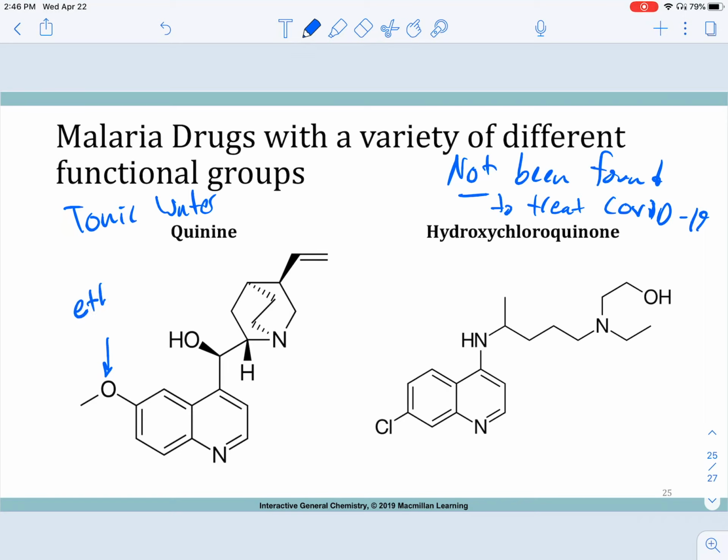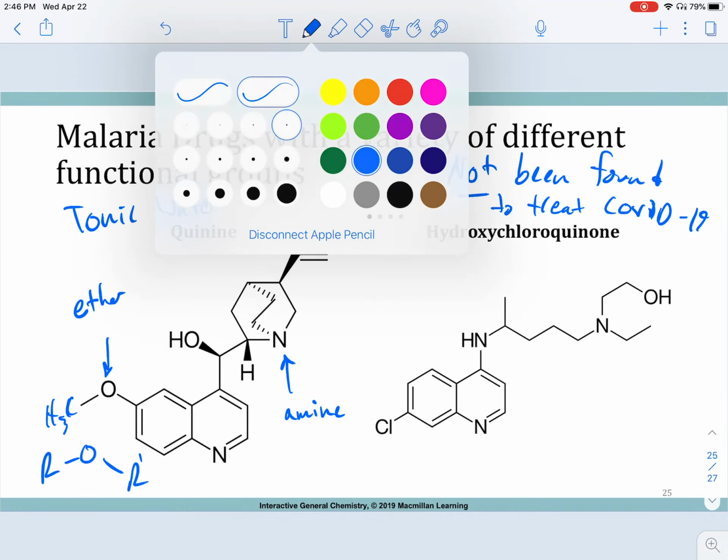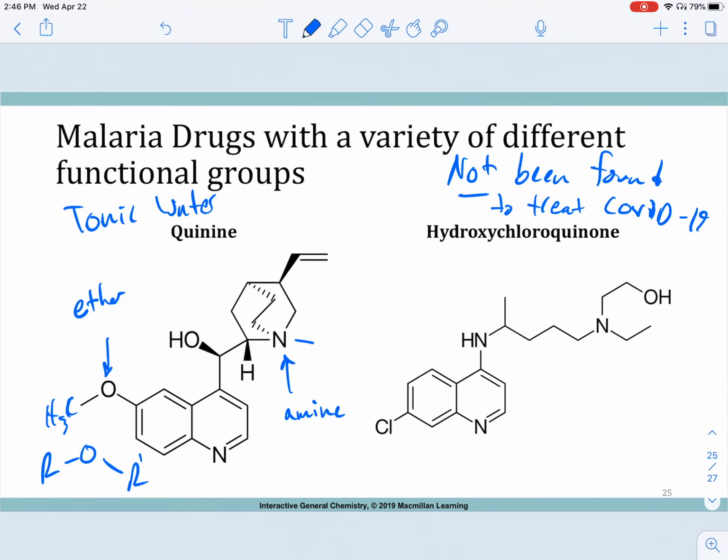This is an ether, right? This is a CH3 group over here that's not being shown. So that's our ROR prime. This is basically our other R group, whatever this is over here. So that's an ether. We've got an amine right here. What type of amine is this? Well, this is an H that's not being shown. This is an R group. Whatever this is an R group.